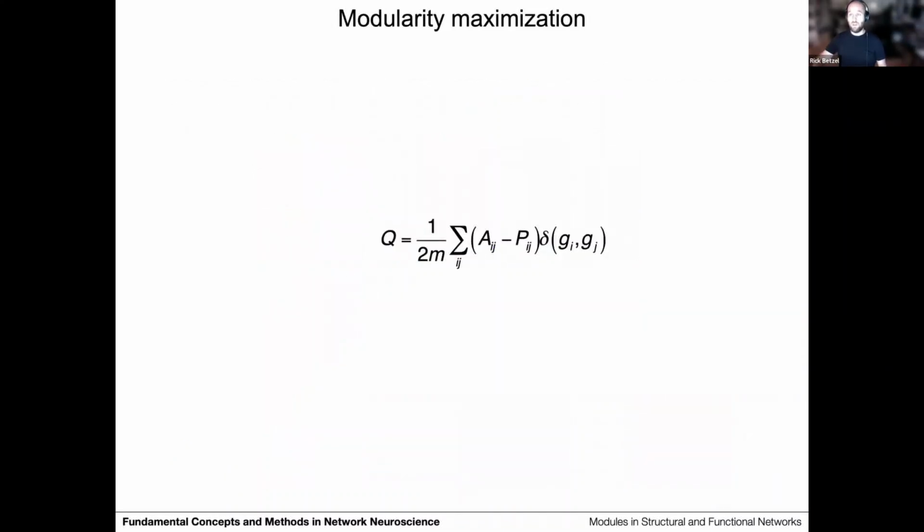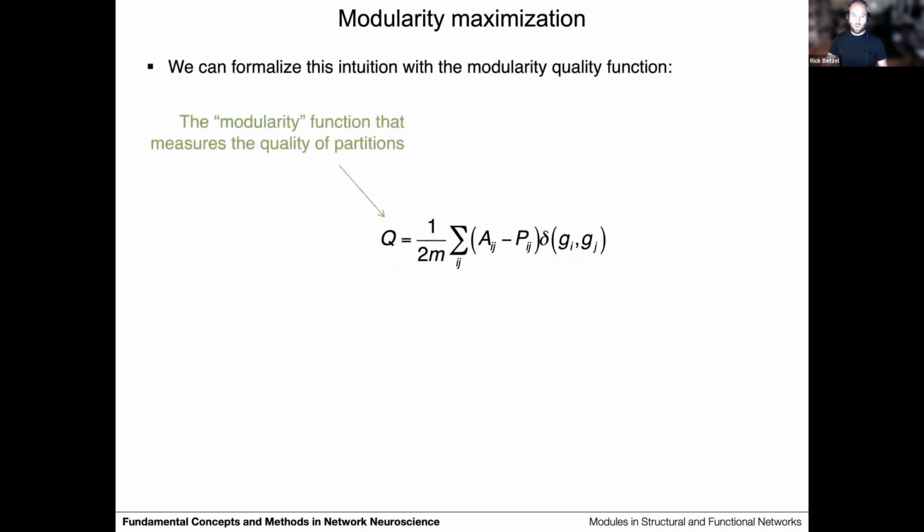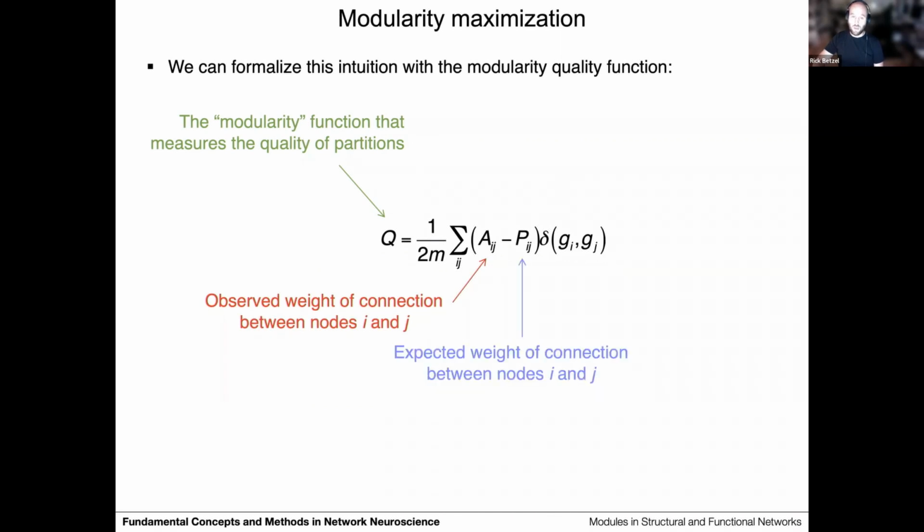I promise you, I'm not going to show you very many equations, but this one is worth looking at. What modularity maximization is actually trying to do is make this Q function, this quality function Q, as big as possible by choosing community assignments. Again, Q is a measurement of quality. In general, bigger values indicate better communities. A_ij is the observed weight of the connection between node i and j. P_ij is the expected weight of the connection between those same nodes.